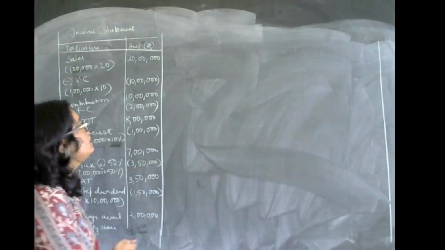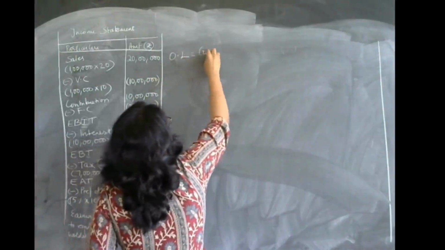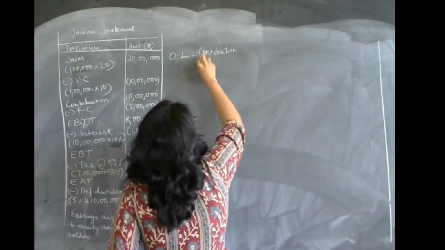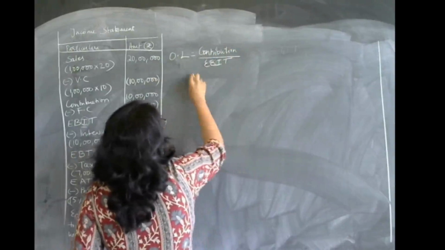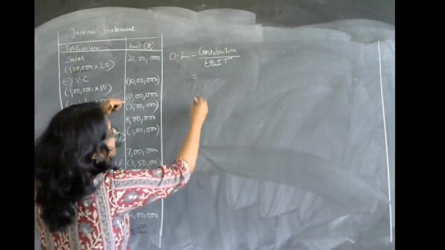First, we'll start with operating leverage, which is nothing but contribution divided by EBIT. What is contribution? Contribution is 10 lakhs.